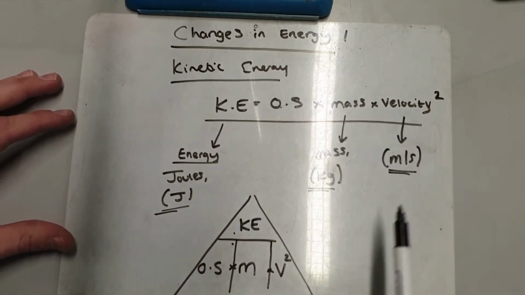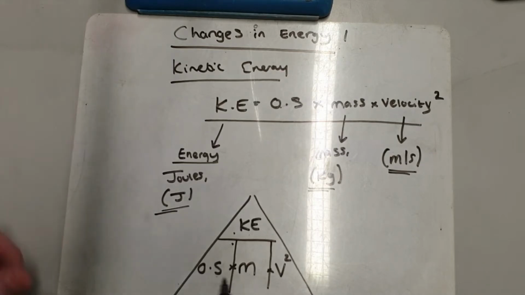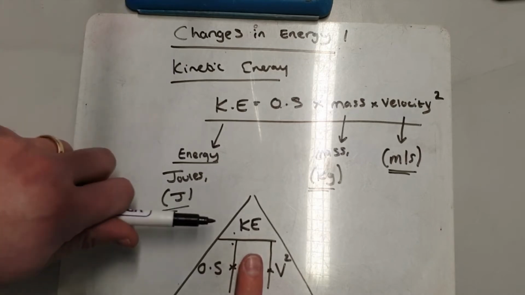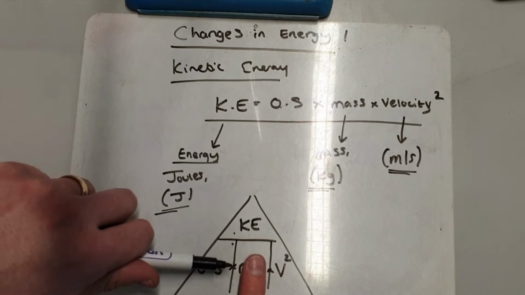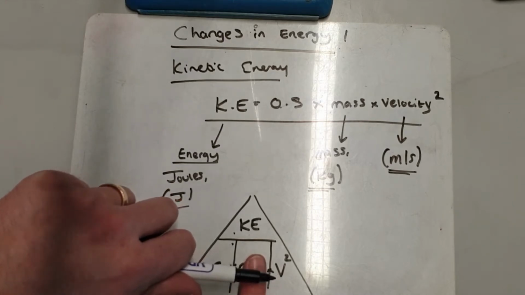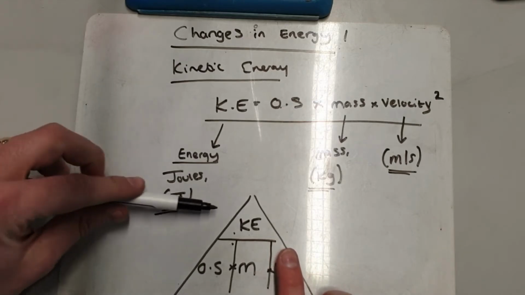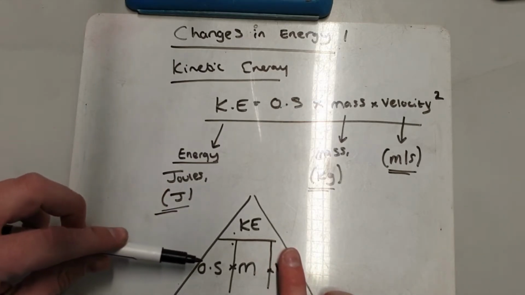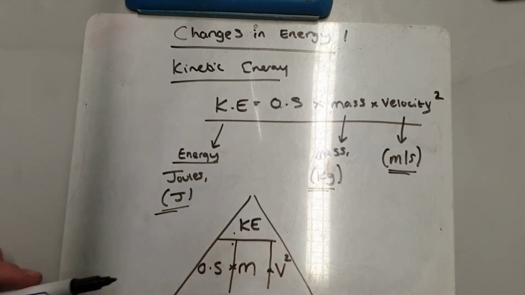Now this comes in handy when we're trying to work out something like mass, because it means we need to rearrange the equation. So what we do is we would cover up the mass, and we can see now we do the kinetic energy divided by 0.5 times the velocity squared. And obviously if we wanted to work out velocity squared, we would cover it up and do kinetic energy divided by 0.5 times the mass. We'll do more on that a little bit later on, but that's just an introduction.